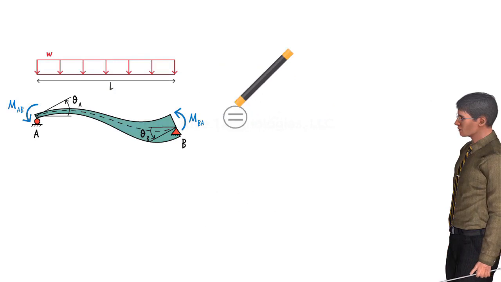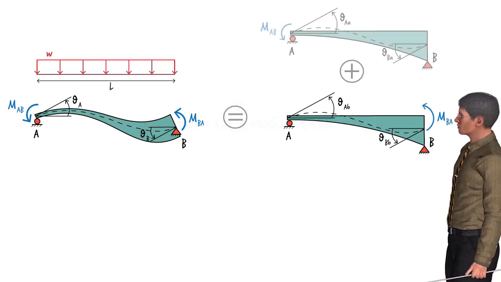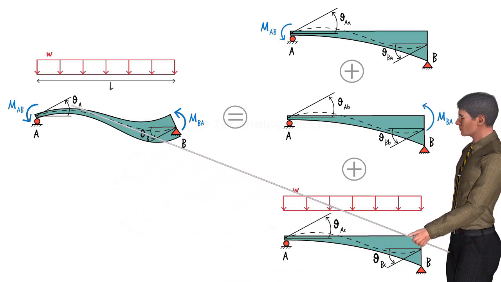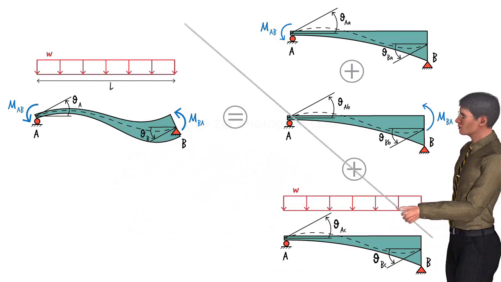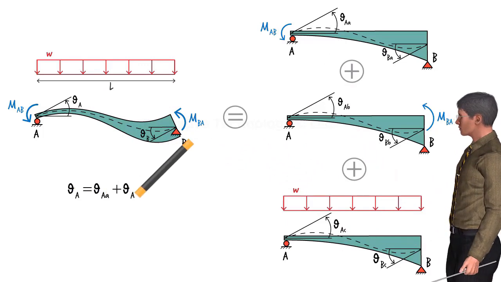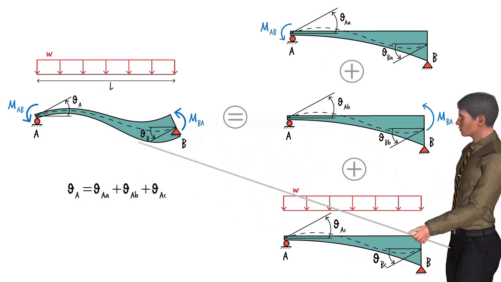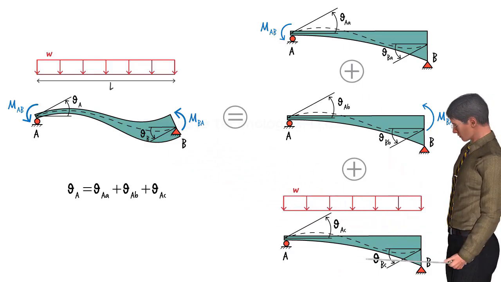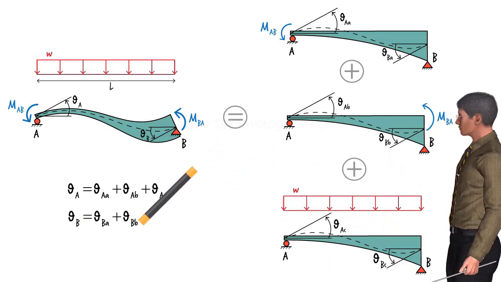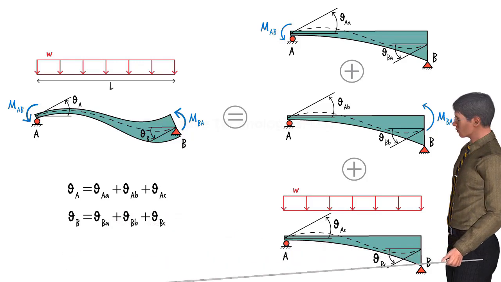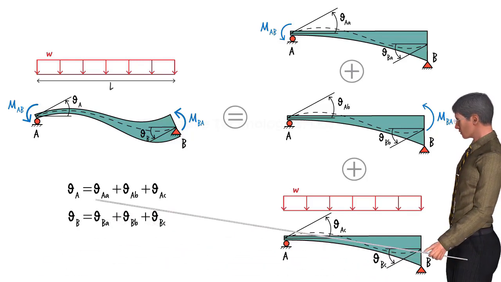The diagram on the left side can be obtained by superimposing the three diagrams on the right side. So, we can write theta A as the sum of these three rotations. Similarly, theta B is the sum of these rotations. Each joint rotation here can be computed using the virtual work method. Let's start with theta AA.